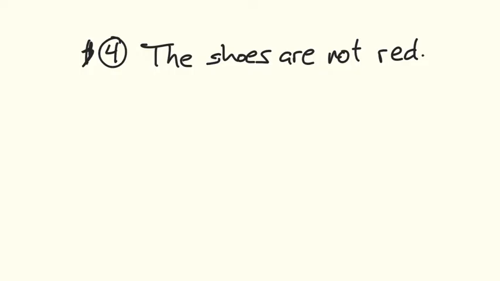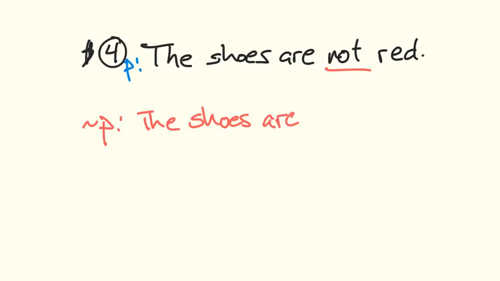4. Here, the shoes are not red is the original statement. So if this is P, then not P, little tilde P, would be the shoes are not red, or simply the shoes are red. So it's just the opposite of the original statement, and we symbolize it with this little tilde P. All right, next.